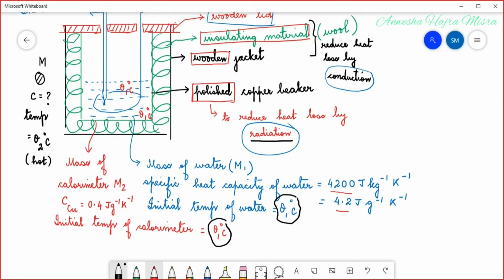Now we have to find out the specific heat capacity of this body. Now what we do? We open the lid and gently place this mass inside this water without water being splashed out, because we have taken the mass of water as M1. If water splashes out, then the mass will decrease.